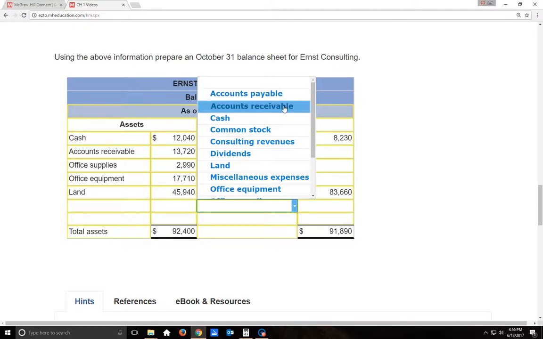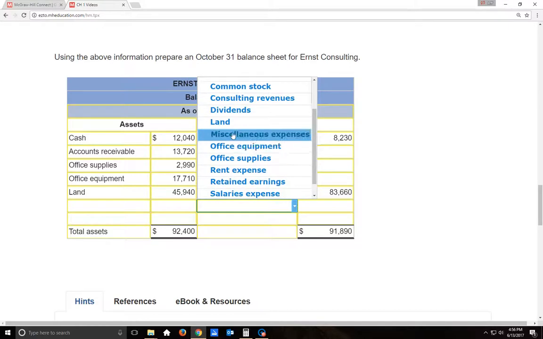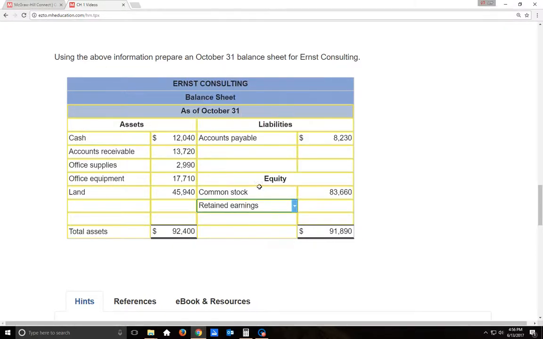It's not accounts payable. It's not receivables, cash, or common stock. Consulting revenue belongs in the income statement. Dividends is from the statement of retained earnings. Land is an asset. Miscellaneous expenses, that's part of the income statement. Office equipment, we accounted for that already on the left side of the balance sheet. Office supplies, same thing. Rent expense, that went on the income statement. Retained earnings or salaries expense. Retained earnings is correct. The two components of stockholders' equity are common stock and retained earnings.